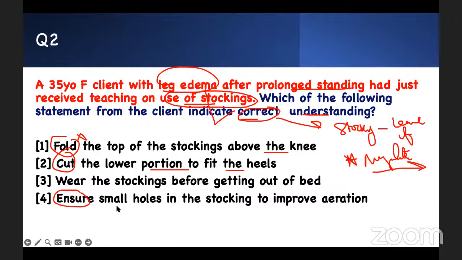Ensure that there are small holes in it? No. Don't touch it. Just wear the stockings before you get out of bed so that you don't develop edema. You're supposed to put them on before you get out so that you can prevent the edema. Buzzword: never manipulate it. So for every answer choice, never manipulate. If you use that, you have to choose number 3. So this is your answer.